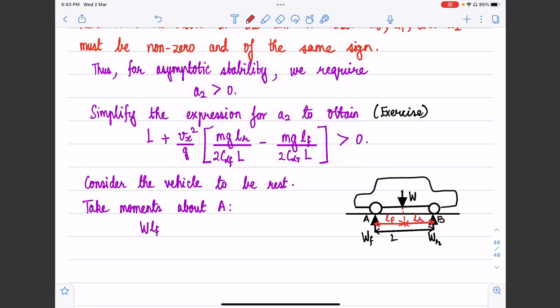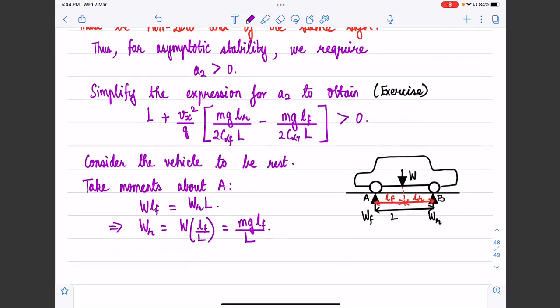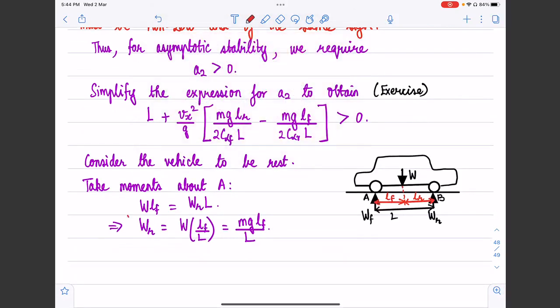So we will have W times LF to be equal to WR times capital L. This implies that the static load on the rear, which is WR, is going to be equal to W LF by L, which I can rewrite as mg times LF divided by L. I hope this is very straightforward. We are already aware of this, I'm just recapping. This is the expression for the static load on the rear wheel.